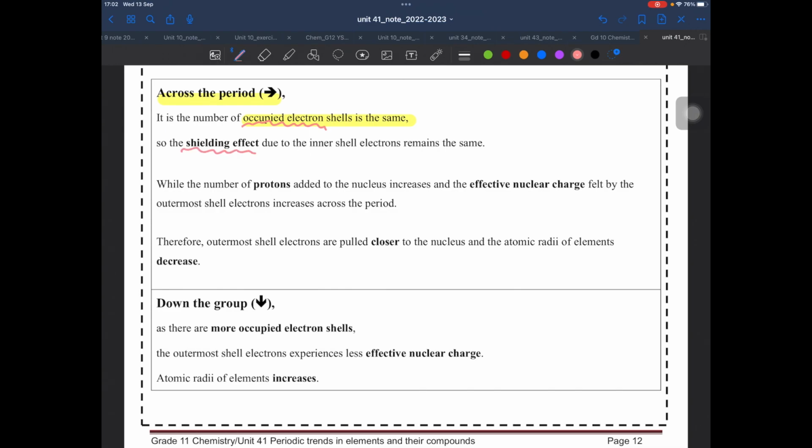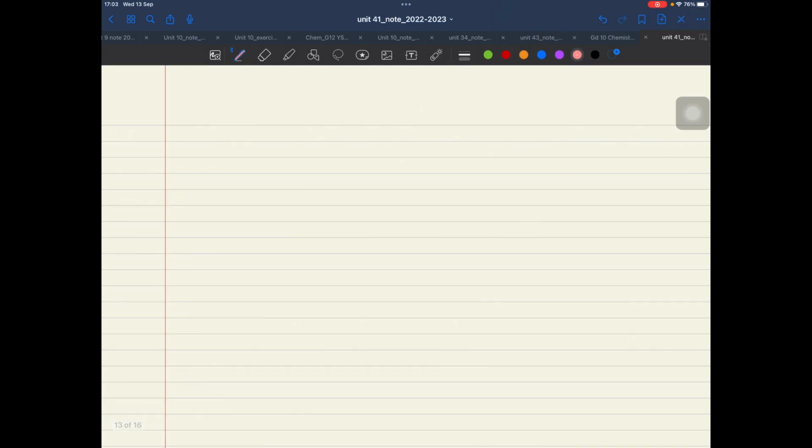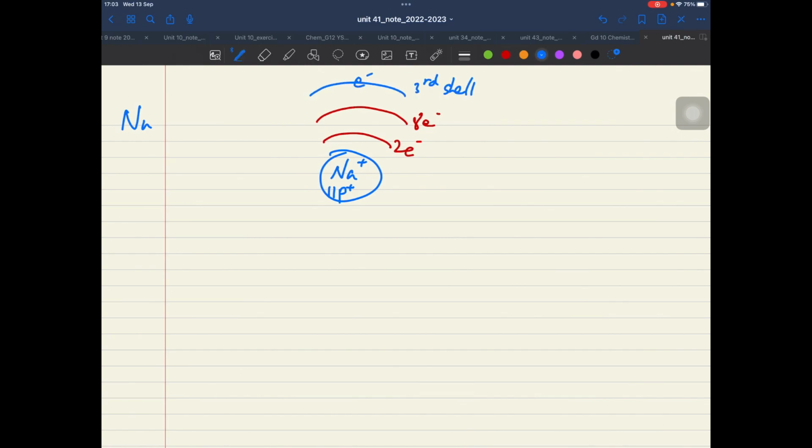Shielding effect. So allow me to introduce what is meant by shielding effect. Sorry, not sharing, shielding effect. So let me introduce first. Imagine the case of sodium. Now this is the sodium nucleus, which has 11 protons. And we have the first shell, which contains 2 electrons, the second shell with 8 electrons, and the third shell, which only has 1 electron.